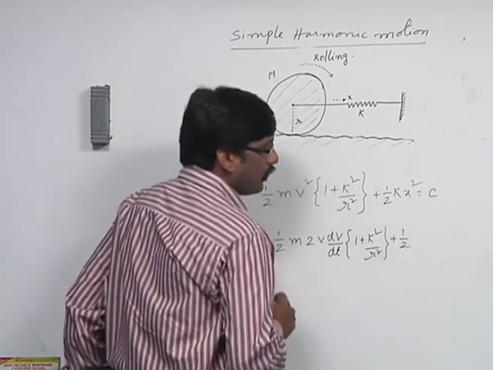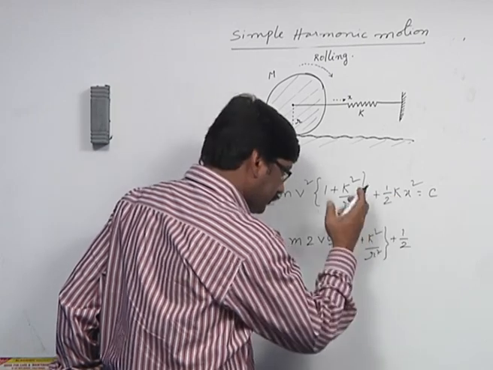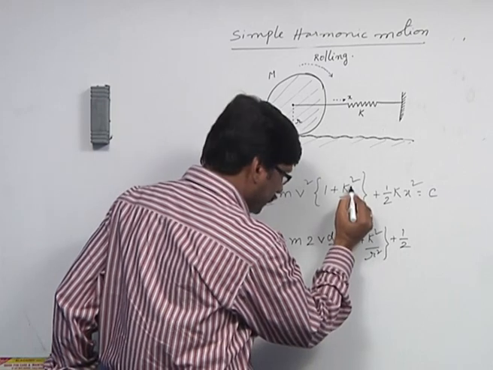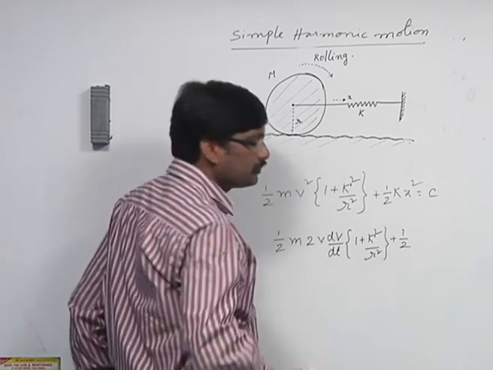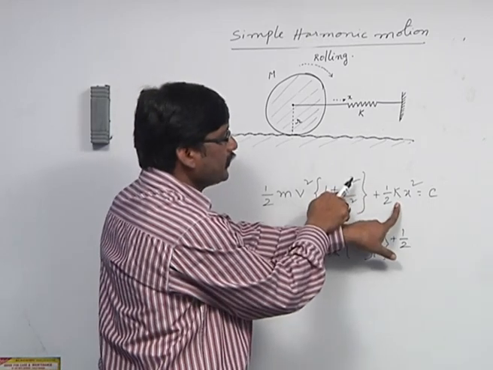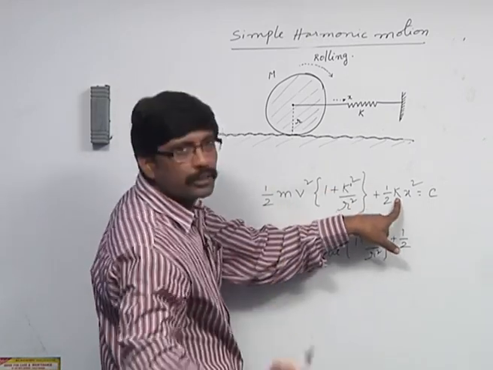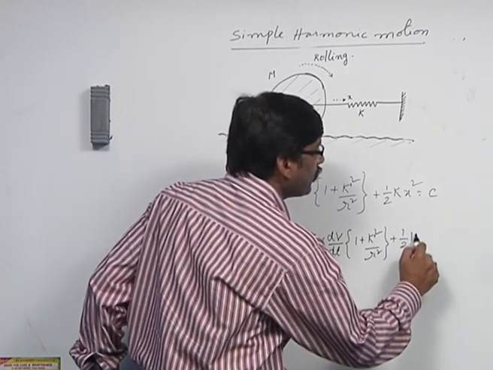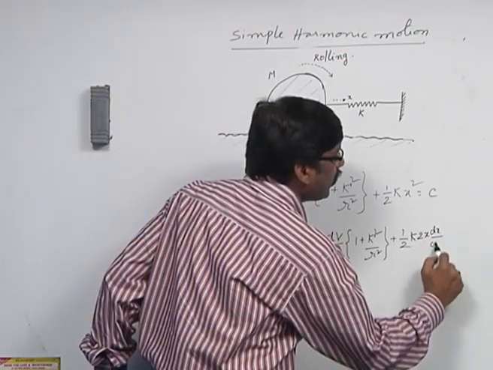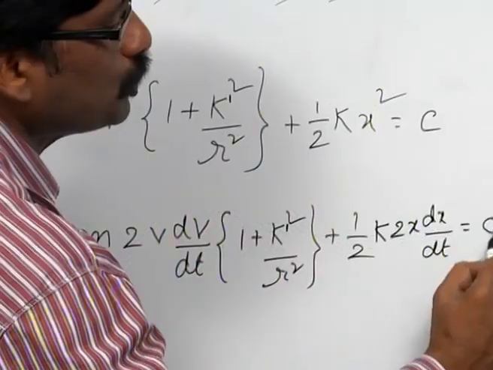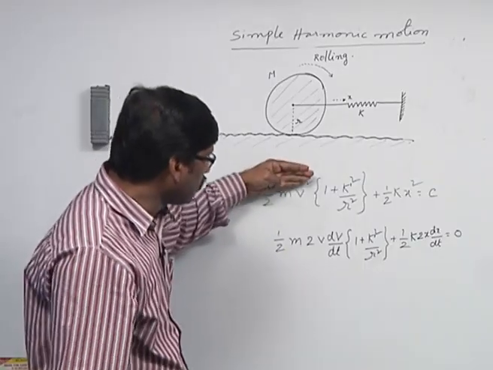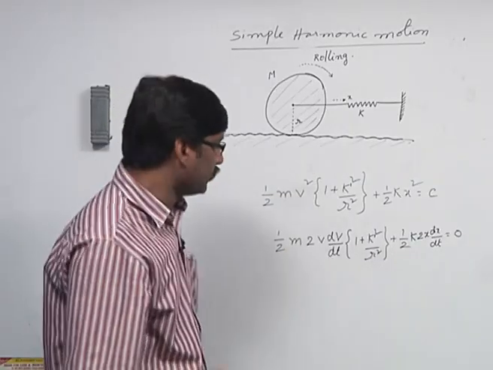One more thing: this k is the radius of gyration, and this k is the spring constant. You may get confused with the two k's. This k is the radius of gyration, this k is the spring constant. Half k times 2x dx by dt is equal to 0. So, if you differentiate this with respect to time, we get an equation.